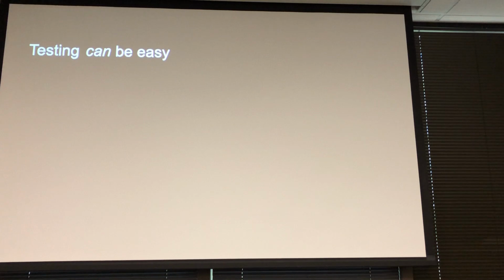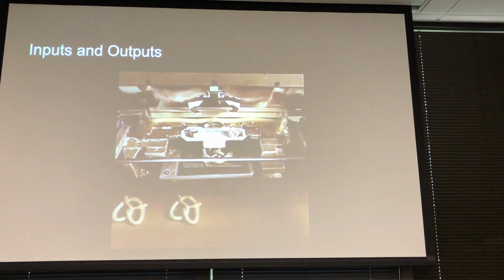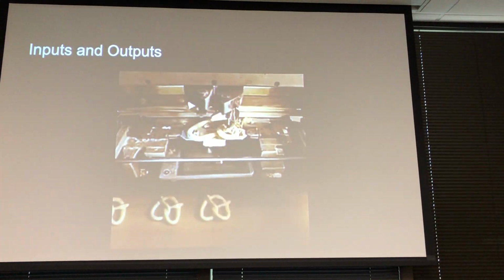Is that testing can be easy, but there's a lot of tricks that make it hard. So for the most part, you want to make sure that you have pure functions because they're really easy to test. And a pure function, as a reminder, is you have the same inputs and you get the same outputs, and there's no side effects. So everything that goes in controls what comes out, and that's all you have to worry about. So same inputs and outputs means that it's going to produce the same results every time.